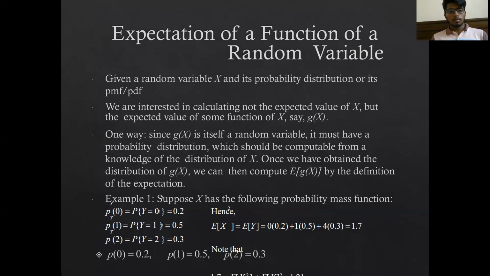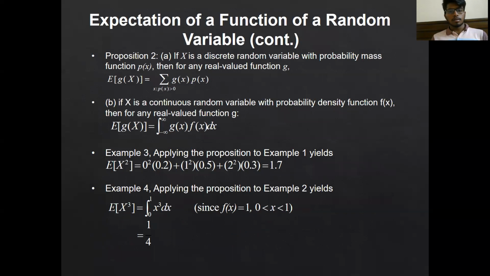Expectation of a function of a random variable. A: If X is a discrete random variable with probability mass function p(x), then for any real-valued function g, E[g(X)] equals the summation of g(x) p(x) such that p(x) is greater than 0. B: If X is a continuous random variable with probability density function f(x), then for any real-valued function g, E[g(X)] equals the integral from minus infinity to infinity of g(x) f(x) dx.